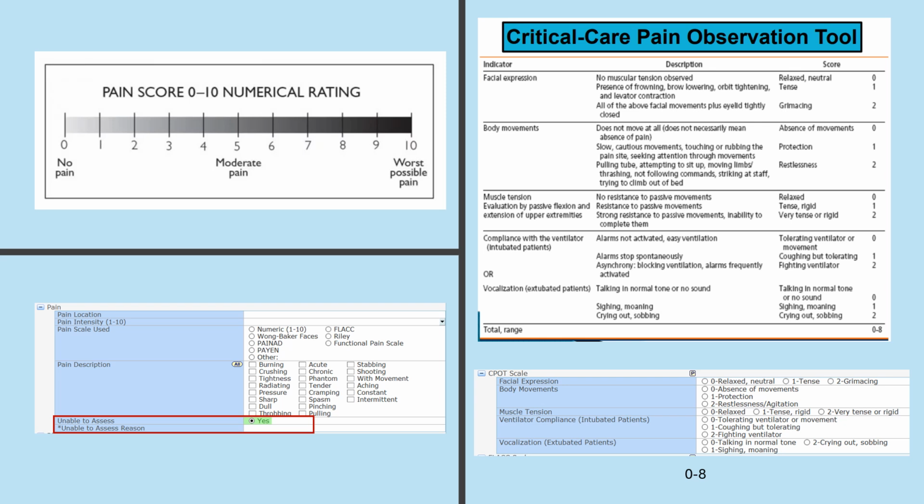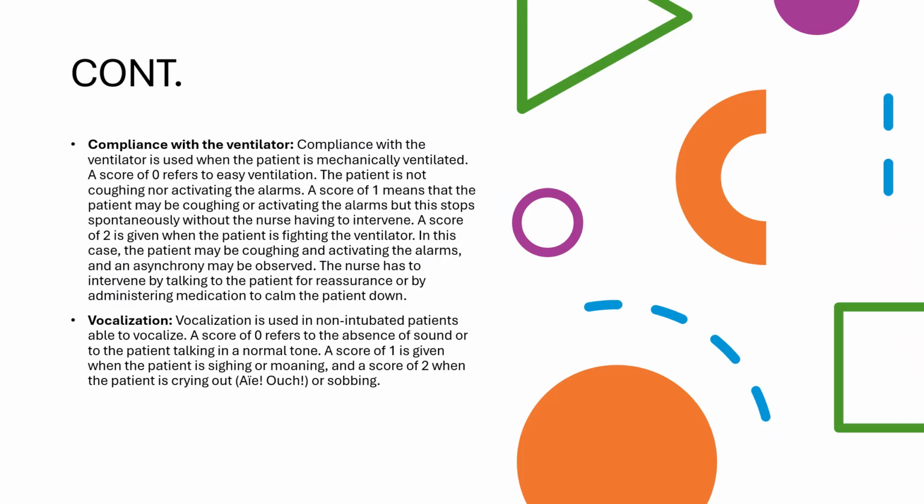If the patient is sedated and intubated, we could see off the facial expressions, the body movements, the muscle tension, and then the last part will go if the patient is compliant with the ventilator or not compliant with the ventilator. Assessing for compliance with the ventilator is simple. We want to check to see if the patient is coughing, spontaneously coughing and setting off some alarms, or continuously fighting the ventilator and having alarms activated constantly.